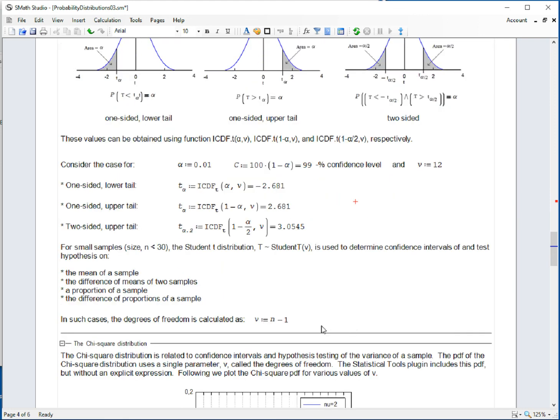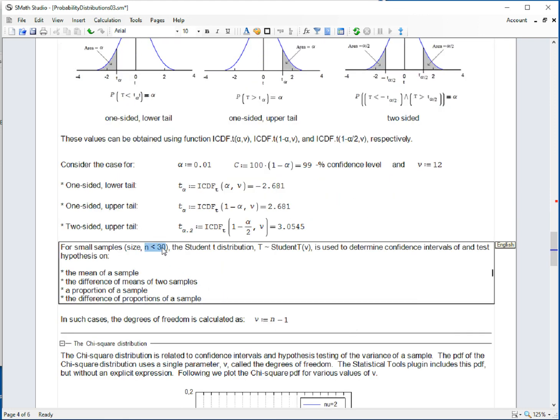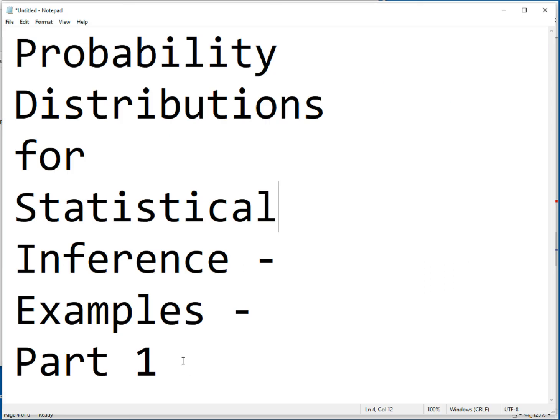As in the case for the large samples, when you have a small sample, the student t distribution can be used for determining confidence intervals and hypothesis testing on the mean of a sample, the difference of means of two samples, a proportion of a sample, and the difference of proportions of a sample. With this, we're going to end this video, this part one, and we're going to work in part two with the other two distributions.